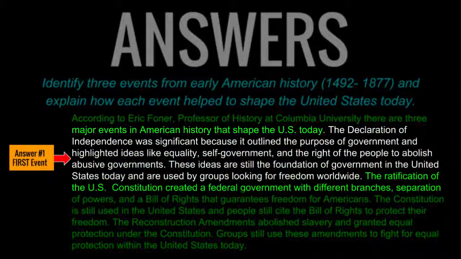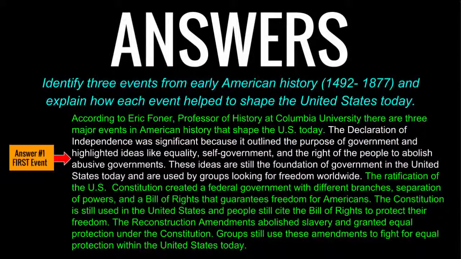The next group of sentences includes the first part of the answer. The Declaration of Independence is identified as a significant event. To get all 3 points, you must then explain why it is significant in shaping the U.S. today. This is done in the answer because it explains how it established the foundation for government and also how its ideas are still used today. This answer completes the required action, answers all parts of the question, and is fully developed.